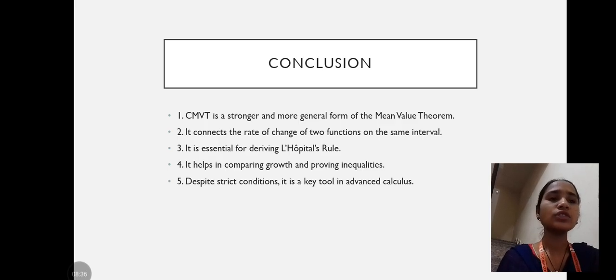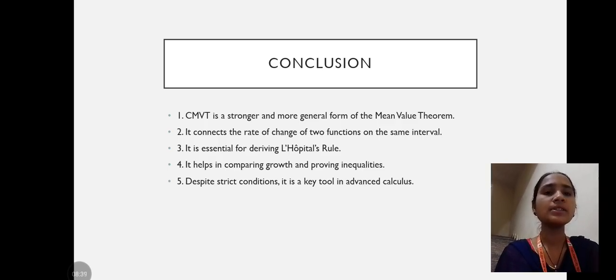And the final conclusion for Cauchy mean value theorem is: Cauchy mean value theorem is a stronger and more general form of the mean value theorem. It connects the rate of change of two functions on the same interval. It is essential for deriving L'Hospital's rule. It helps in comparing growth and proving inequalities. Despite strict conditions, it is a key tool in advanced calculus.